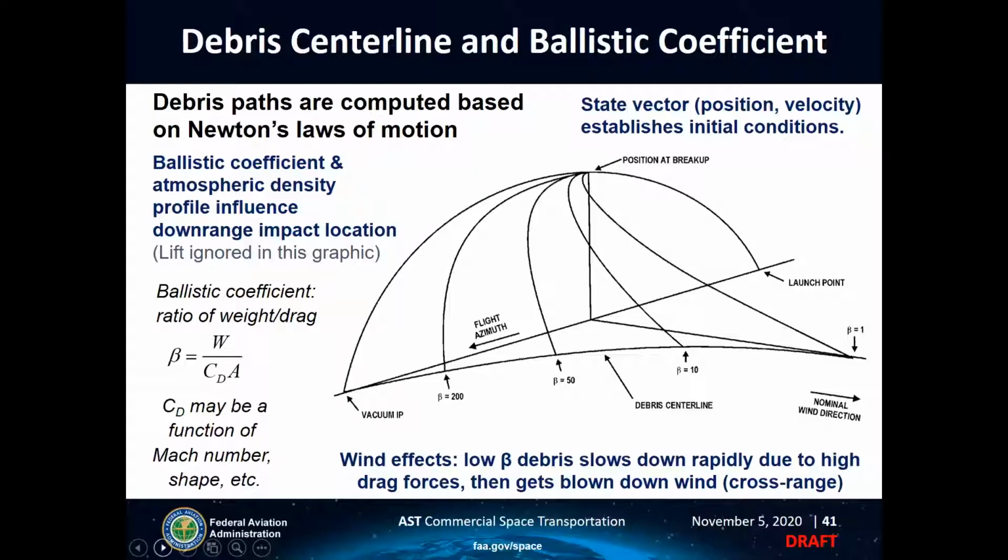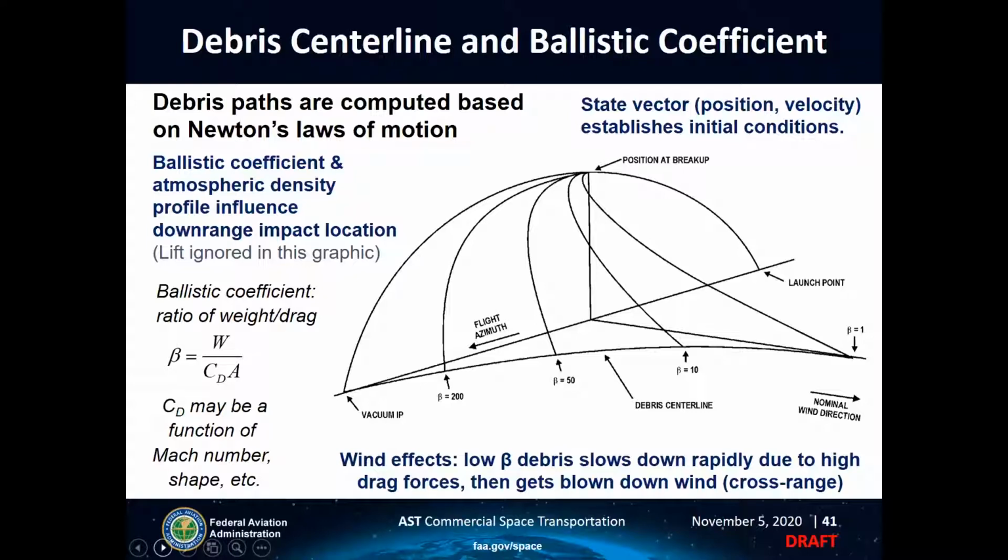Okay. And you see that as you decrease the ballistic coefficient, the debris gets more and more affected by the winds. So basically, the ballistic coefficient is a ratio of the weight and drag forces. You see the formula there. And so when you have a very low ballistic coefficient, the debris slows down very rapidly, right, by drag. And then it would essentially get blown by the wind in the direction of the wind.